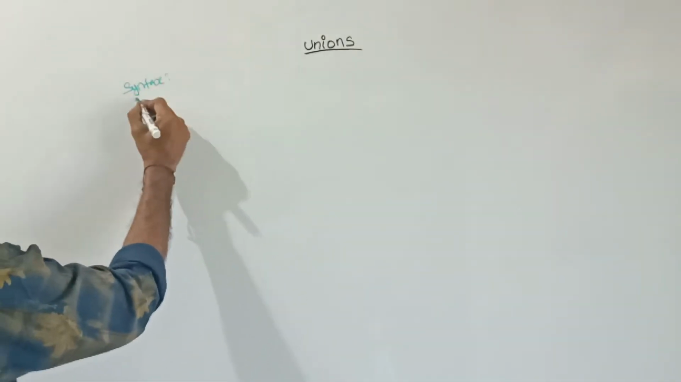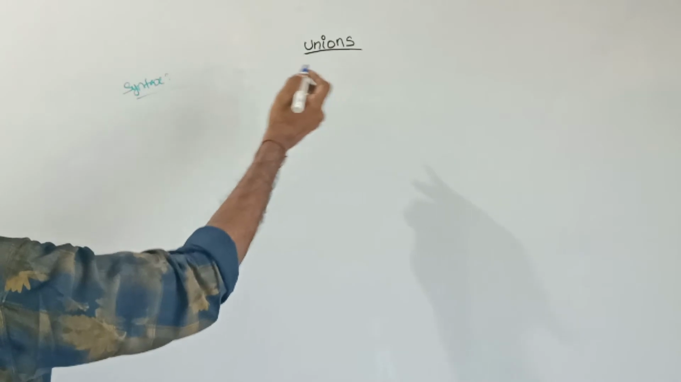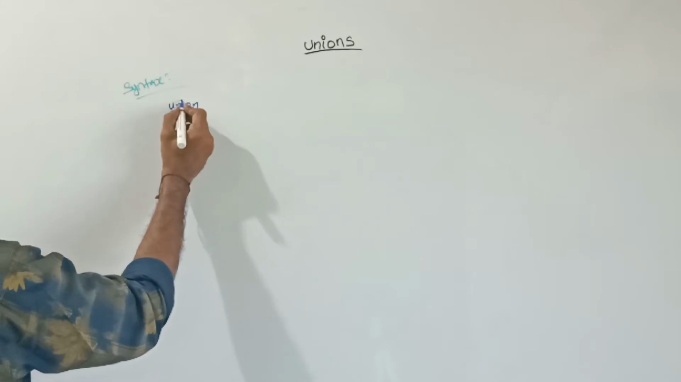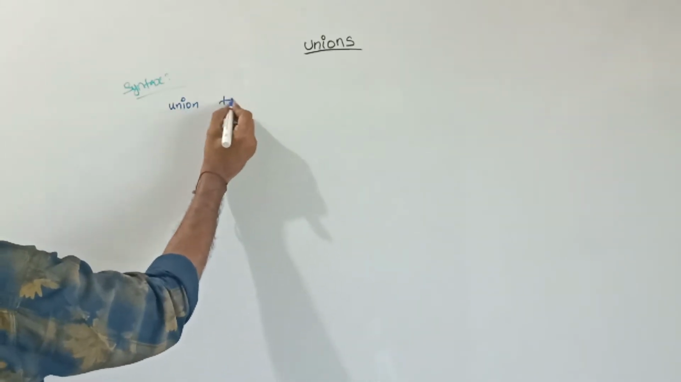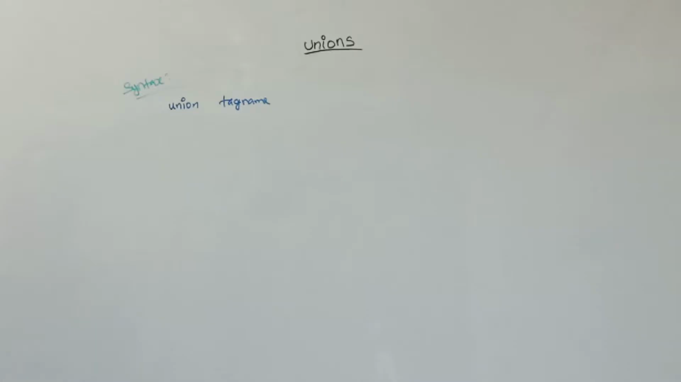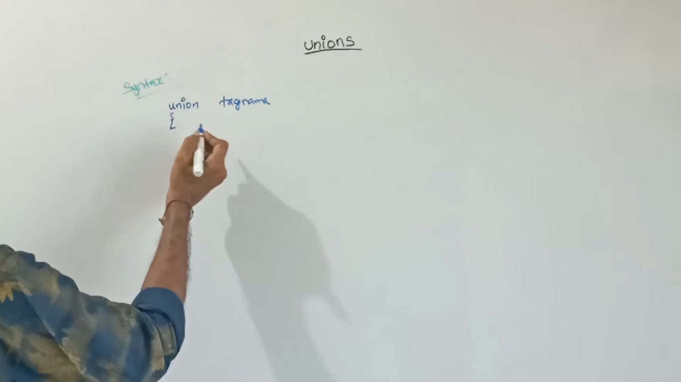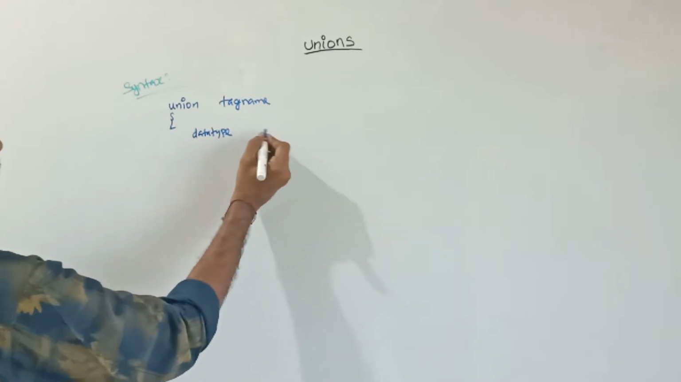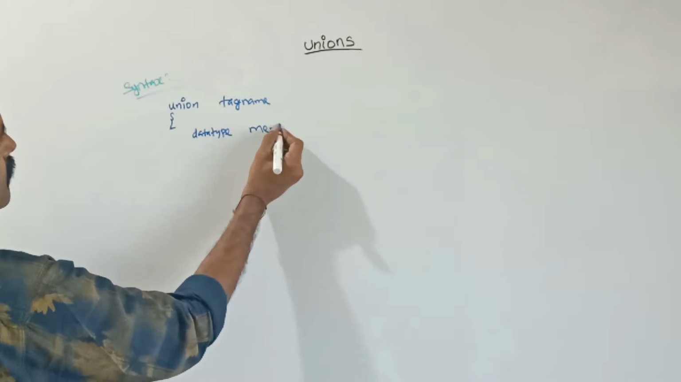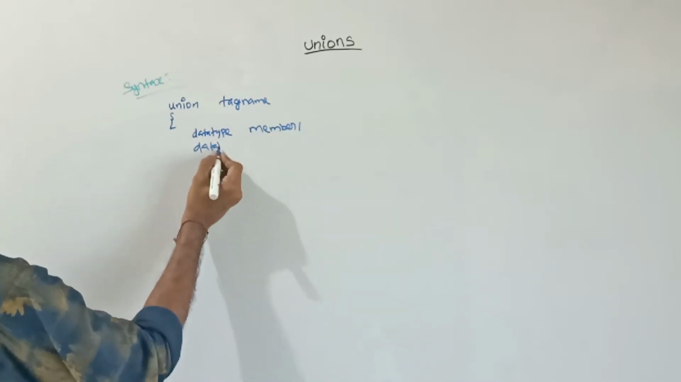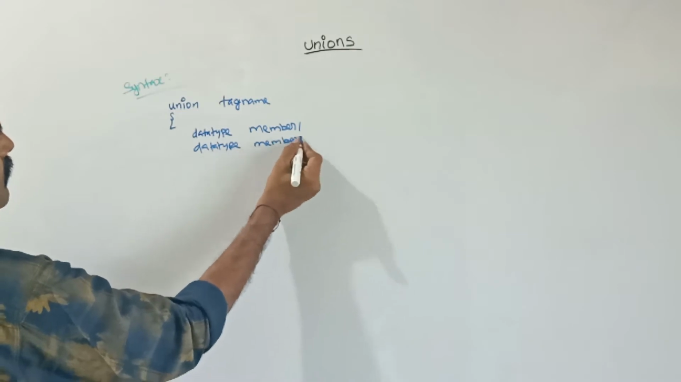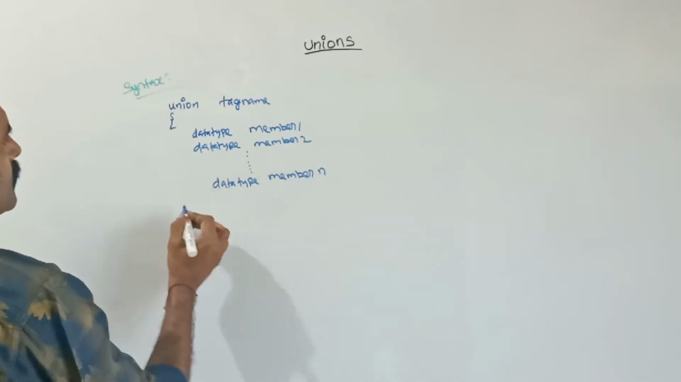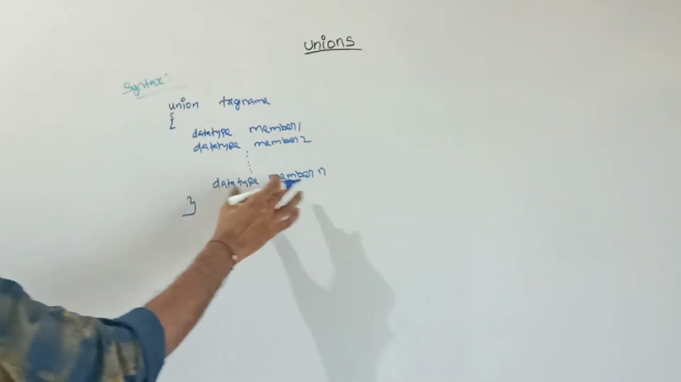Here, very first, we can create the union by giving the keyword union first. After that, the tag name of this union. Next, open brace. Here we can declare the members. First the data type, after that the member name, member 1. We can create members up to n members.